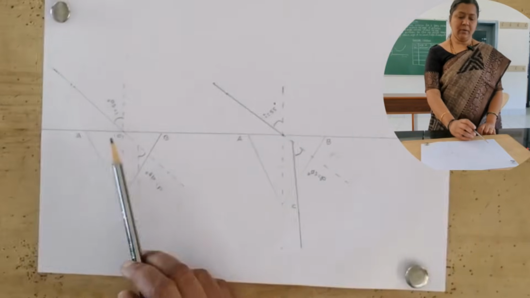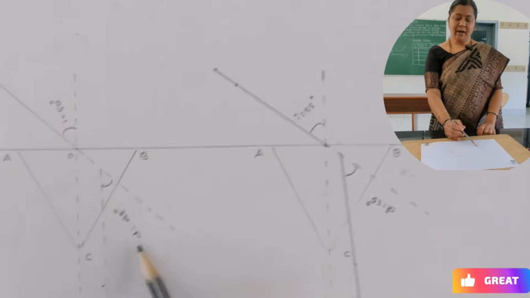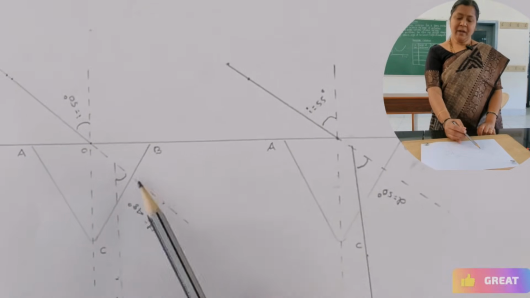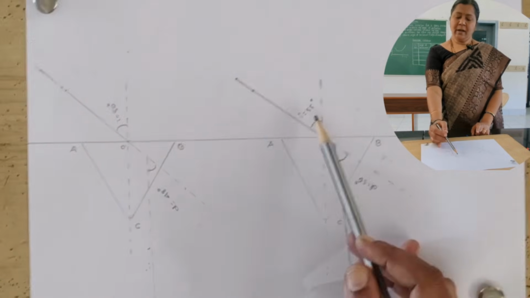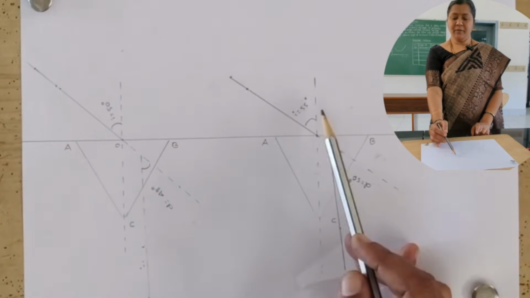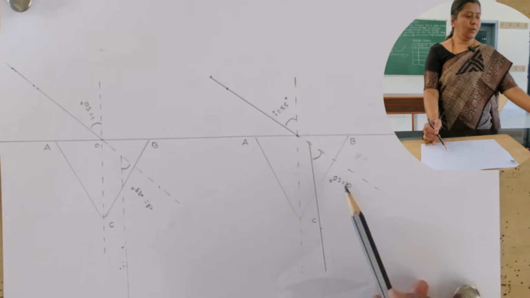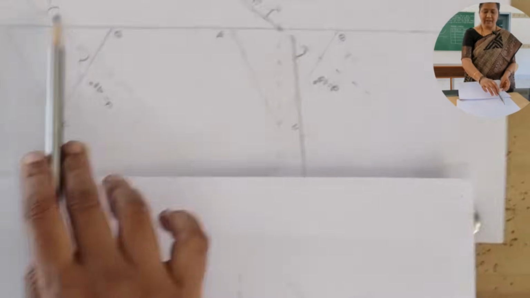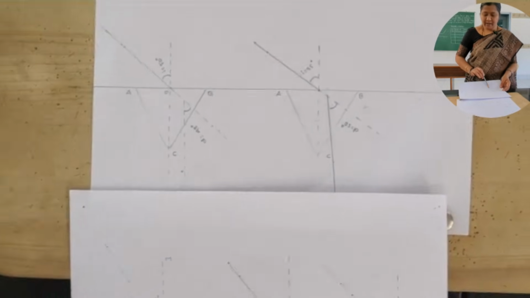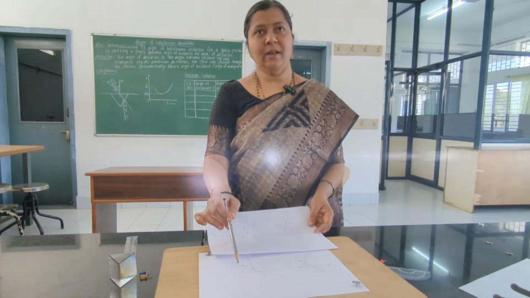Okay. Now for the next trial, I have increased the angle to 50 degree, and I found the angle of deviation has increased to 48 degree. Again, I have increased the angle from 50 to 55 degree. The deviation angle has increased to 50 degree. So you can make out, as I have increased the angle of incidence by 5 degree, initially the angle of deviation has decreased, it has reached a minimum, then again it has increased.